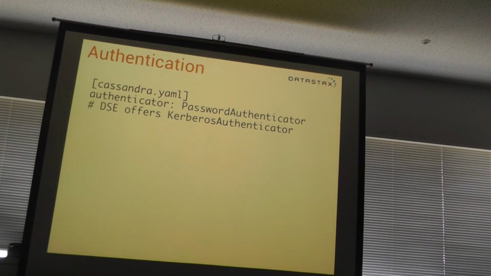We also added, at the beginning of the year, support for authentication and authorization to Cassandra. To enable authentication, you go into your cassandra.yaml and you set the authenticator class in your configuration file. By default, Cassandra ships with the password authenticator, which stores users and passwords locally in a Cassandra system table. DataStax Enterprise, which is our commercial distribution of Cassandra, also offers a Kerberos authenticator, which integrates with enterprise single sign-on systems.